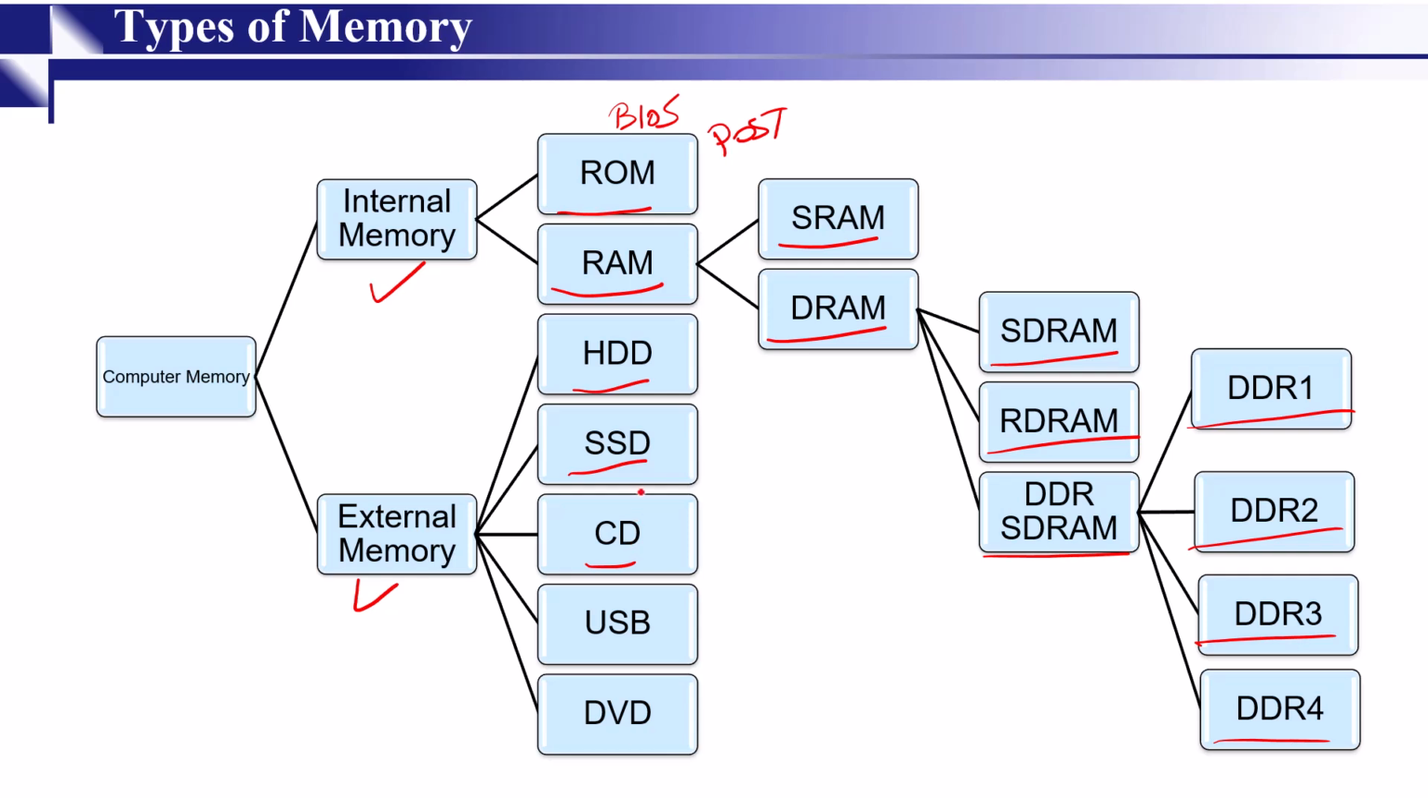Then we have compact disc or CD. These are a kind of optical storage used for music, software, and backup. Then we have USB, Universal Serial Bus. It's a kind of flash-based portable storage that we use for data transfer. And also we have DVD, Digital Versatile Disc. This is also a kind of optical storage. It is similar to CDs, but it has higher capacity.